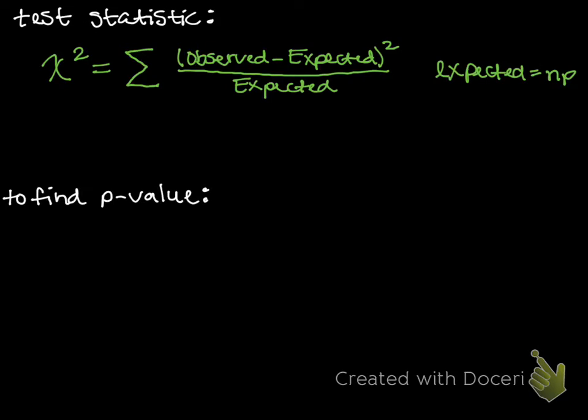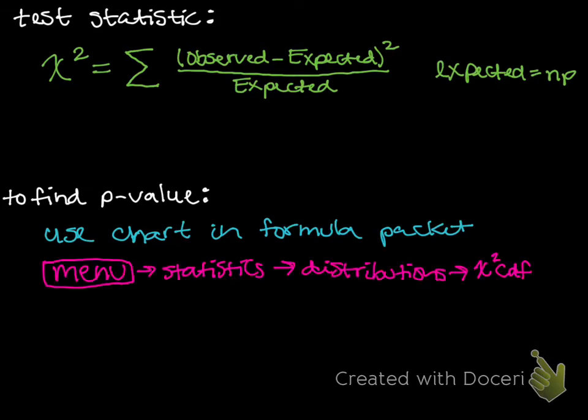To find the p-value, if you know the chi-squared test statistic, you use the chart in the formula packet, which I'll show you in just a second, or my preferred way is to go to your calculator, do menu, statistics, distributions, chi-squared CDF. Remember CDF because it's not equal to. Your chi-squared test statistic will always be your lower bound. Your upper bound will always be some really large number.